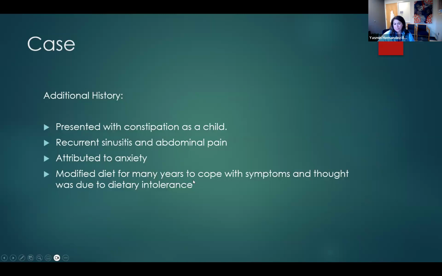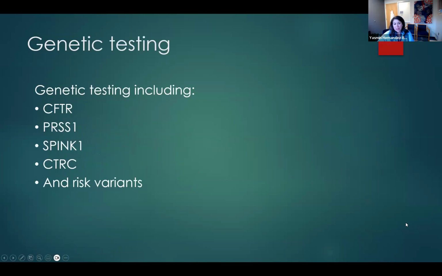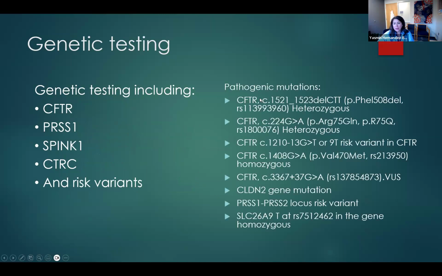So at this point, she also mentioned she had recurrent sinusitis as a child, some digestive issues. She was told by many doctors it was anxiety. And so at this point, I recommended that she do genetic testing. I ordered genetic testing, which included CFTR, PRSS1, SPINK1, CTRC, and risk variants. And what I found was that she had, this first one here is a pathogenic mutation in CFTR. And then she had all of these risk variants listed below.